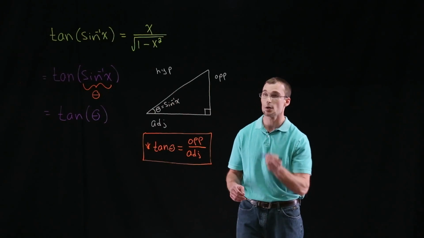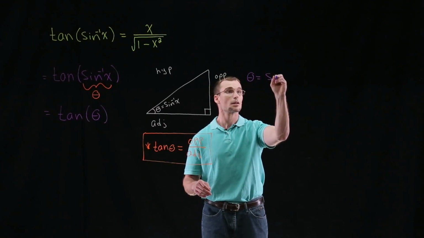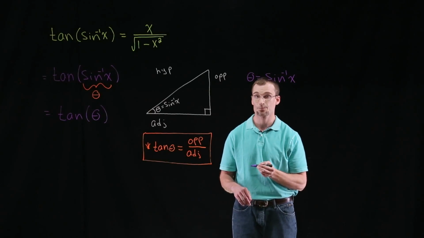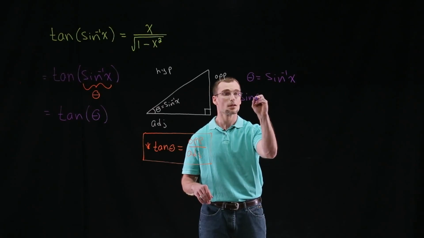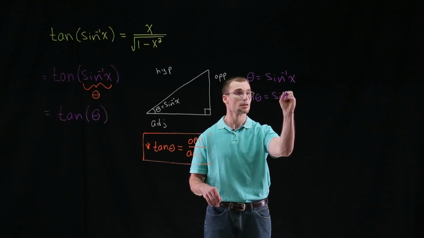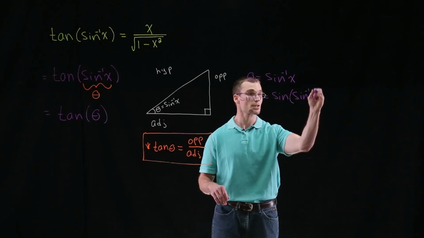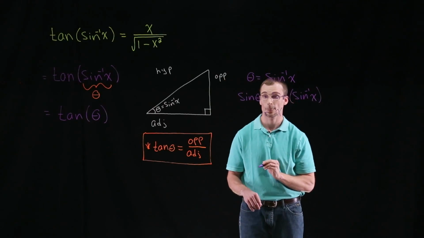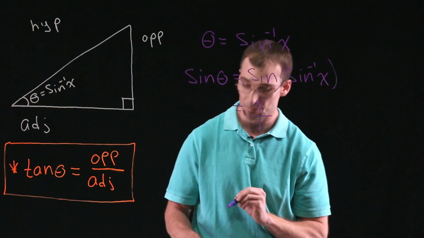Well, starting with what we know, theta is the angle sine inverse of x. Well, what does that tell us? Well, that says, taking sine of both sides, that sine of theta is equal to sine of sine inverse of x, which of course is equal to x. Namely, not just x, but we'll think of this as x over 1.